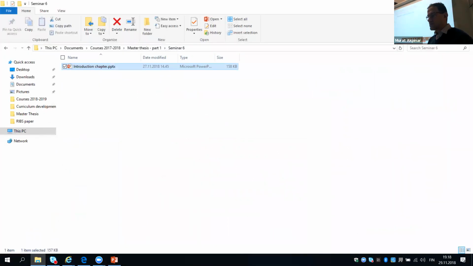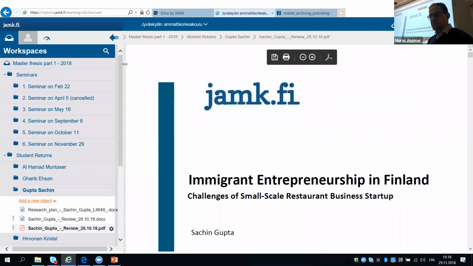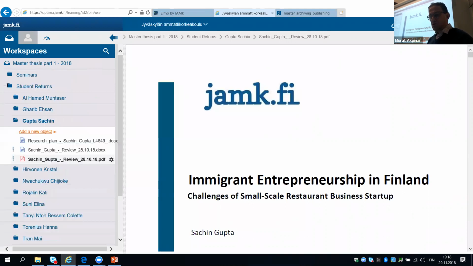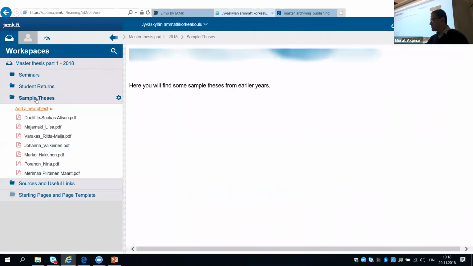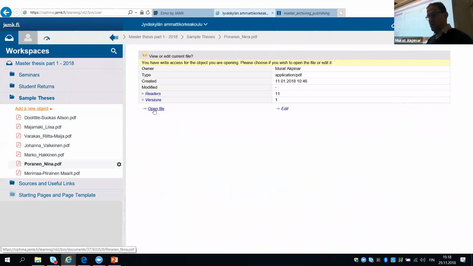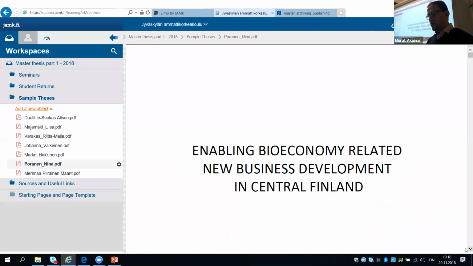The introduction chapter is quite a brief chapter. Now, I would like to look at two example introduction chapters. The first one is from the thesis of Nina Poranen. I think we have already looked at this thesis a number of times related to the literature review. You may remember the topic itself, enabling bioeconomy-related new business development in central Finland.